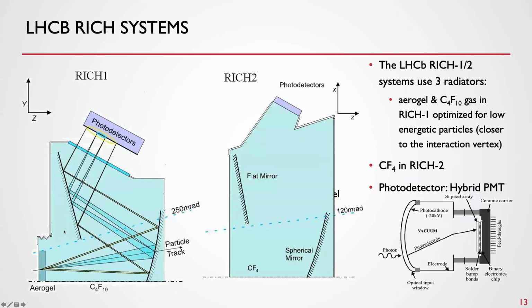One is very close, the left one, RICH1, is very close to the interaction point. Particle goes through this layer of aerogel. A ring is emitted around the particle track. The particle goes through the mirror. The ring, in fact, is reflected and recorded at the photodetector.